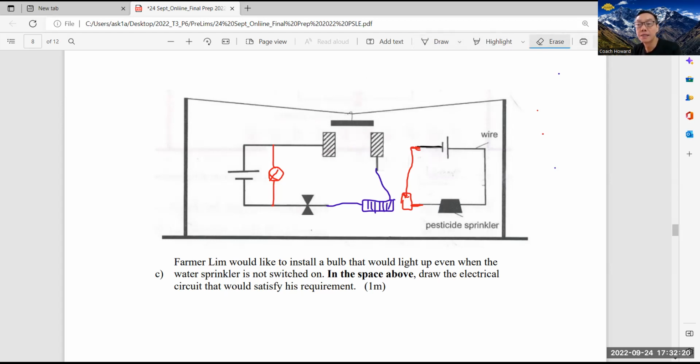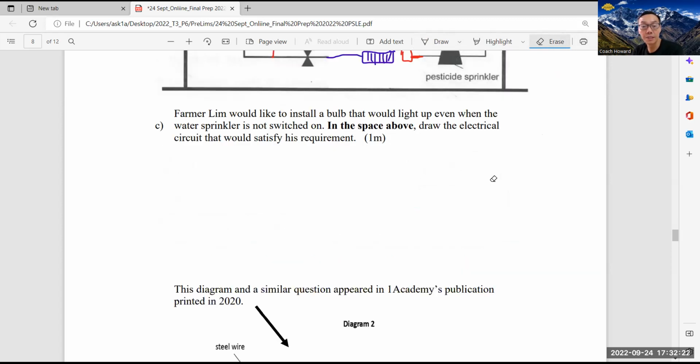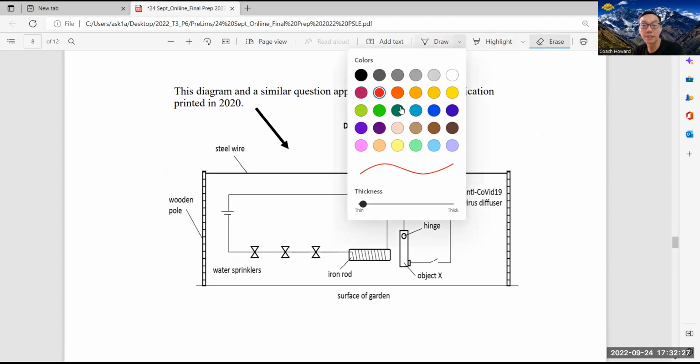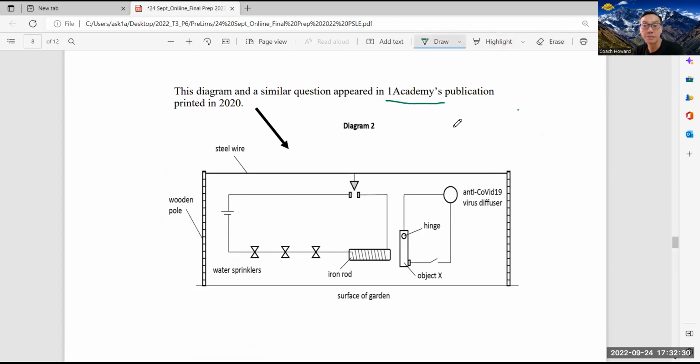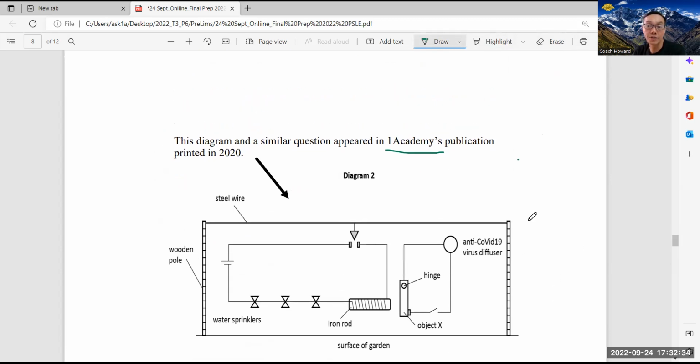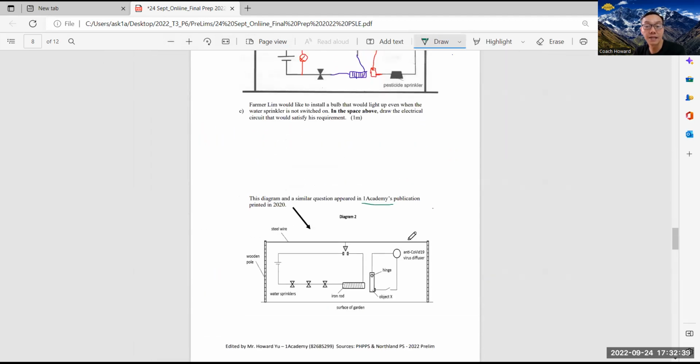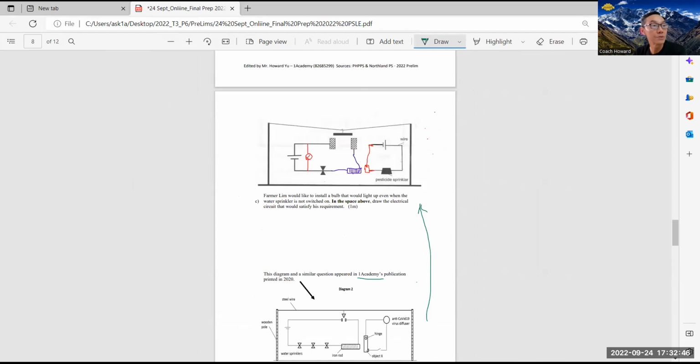Okay, let's continue the next one. This is one I extracted from my book, from one academy's publication. You can see here in my book, this anti-COVID. So I put here to guide you to complete your diagram. This is a guide for you to complete this diagram here. So you can use this as a guide. I will screenshot this, and now we take a break and then come back in about 7 minutes time. Okay, see you later.